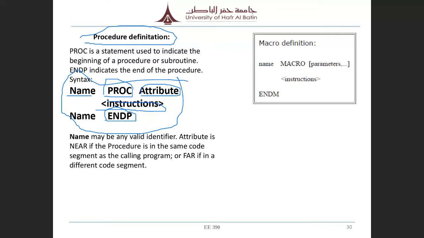Okay, but what is the macro? How do we write the macro? We write the name, then instead of PROC, we write MACRO, and then the parameters, the arguments, like we normally use in our functions. Then in the middle we have instructions, and then ENDM. ENDM means end of macro.